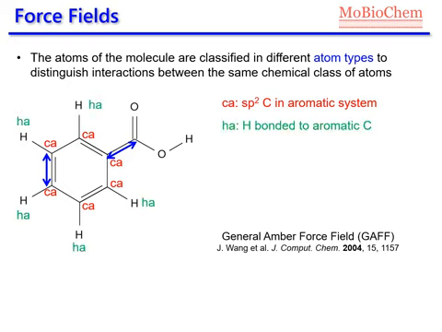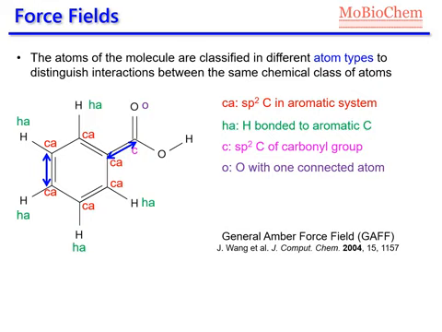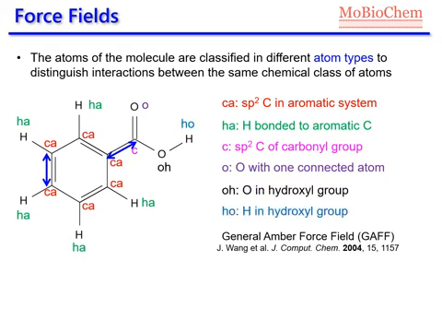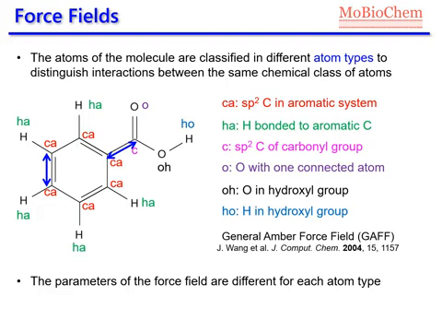In the general Amber force fields, the hydrogen atoms which are bonded to aromatic carbon atoms are called Ha. Now we also have sp2 carbons in carbonyl groups, like here, and they are called just C. We will also have an oxygen atom connected to one atom only, so the general Amber force field calls this atom O. And finally, we will also have the OH and the HO group, which are the 2 atoms in the hydroxyl group according to the general Amber force field. Okay, so this is the classification of our atoms.